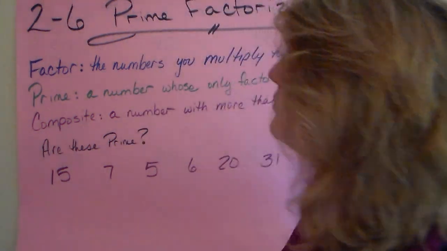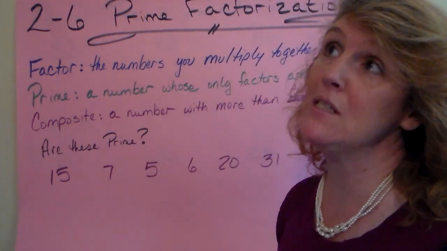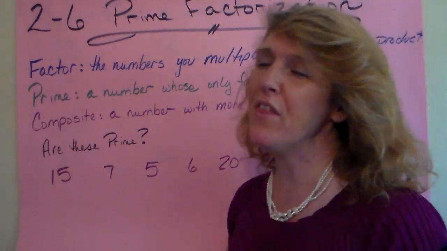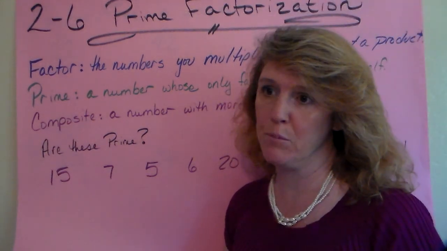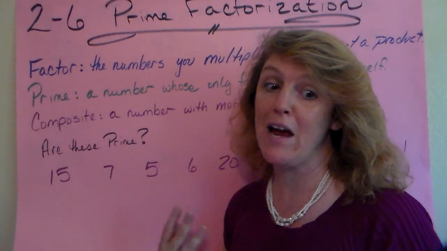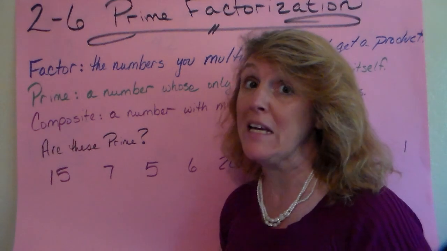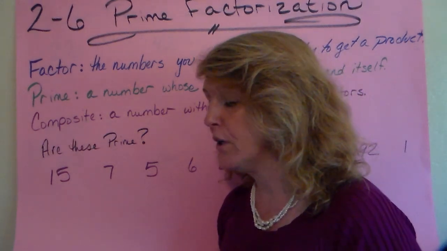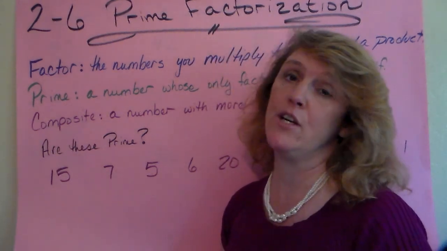Welcome to Chapter 2, Section 6. Now, we've just done a lot of the arithmetic part of negative numbers. And now the book wants to prep us for rational numbers, breaking numbers up even further. And so what we're going to start with is prime factorization.